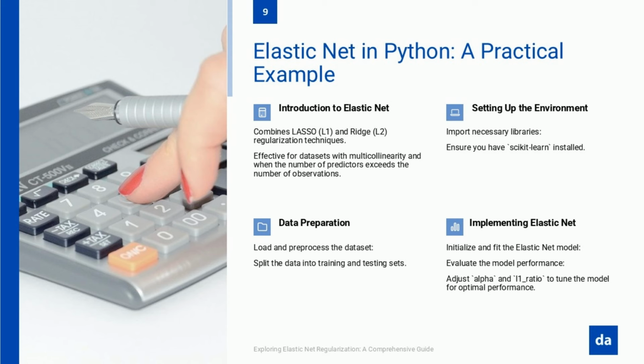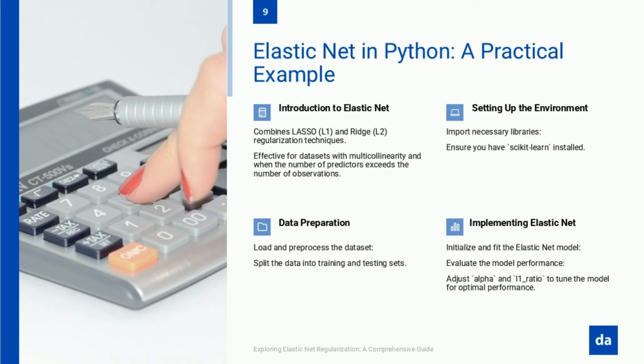Then we fit the Elastic Net model. But we're not just throwing random values at it. We need to tune the lambda, the regularization strength, and alpha, the balance between Lasso and Ridge. Instead of guessing, we use grid search cross-validation, which systematically tests different combinations of hyperparameters and finds the best one for our dataset. This ensures that we're not underfitting or overfitting.